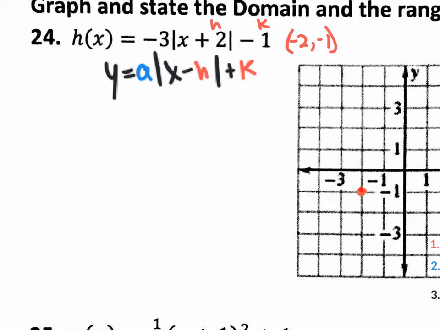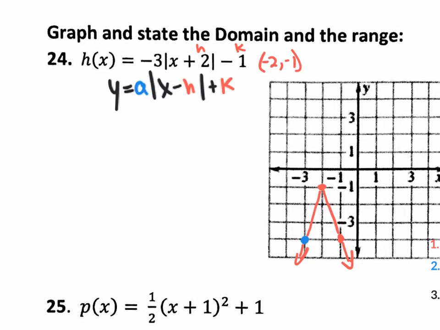So I know that from this point, I'm going to go down 3 over 1 and put a dot right there. So it's going to be a very narrow V-like graph. And if you map it over to the other side, it'll be right here. It's a very narrow V-like graph. So let's actually draw our graph here. And that's about it. Besides that, let's state the domain and the range.